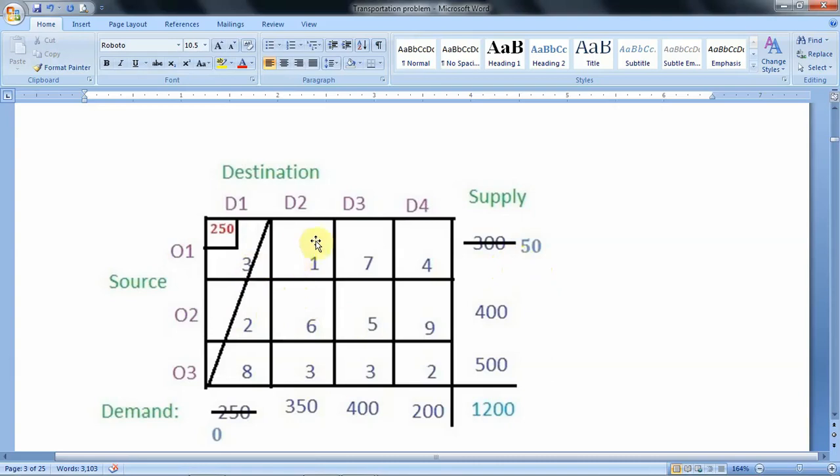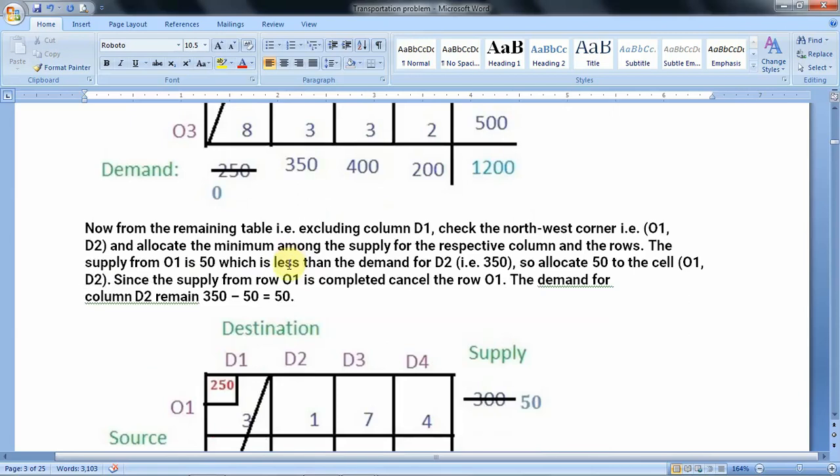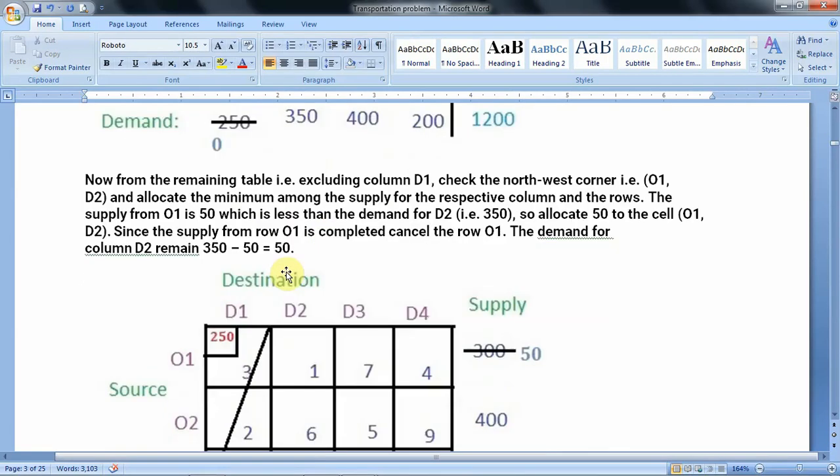So here 50 units are there and 350 units are there. So the minimum value is 50 units. So allot this O1D2 cell 50 units of the supply value. O1D2 allocates the minimum among the supply for the respective column and row. The supply from O1, 50, is less than the demand for D2, that is 350.